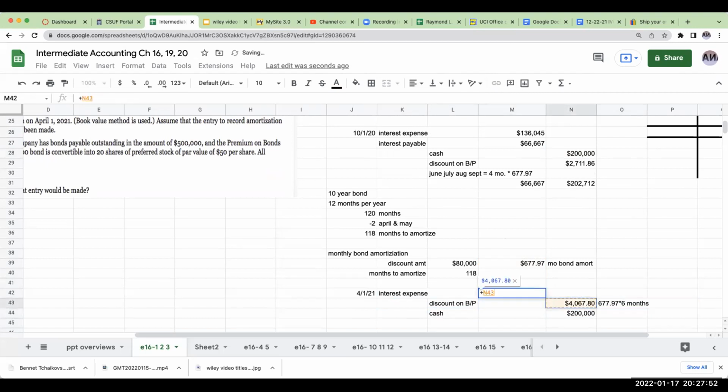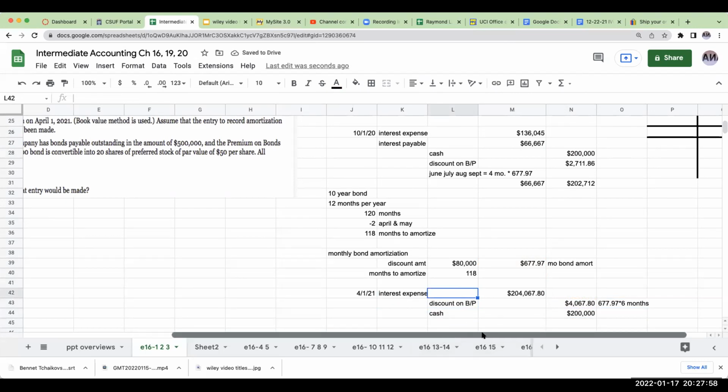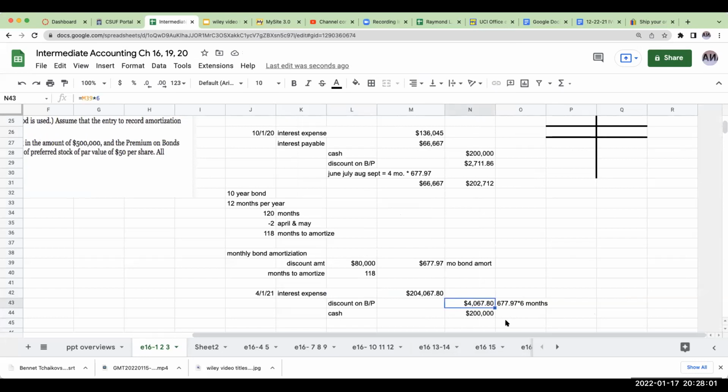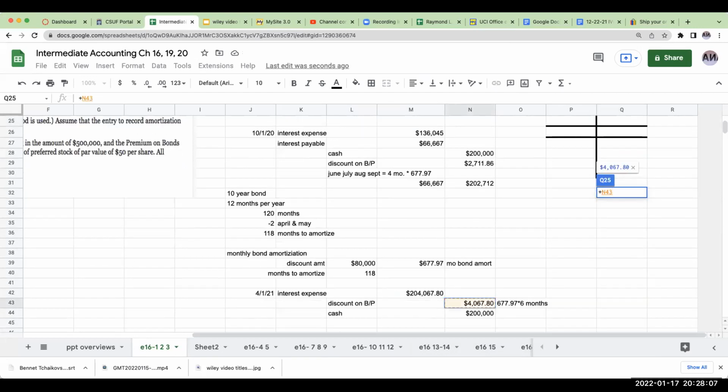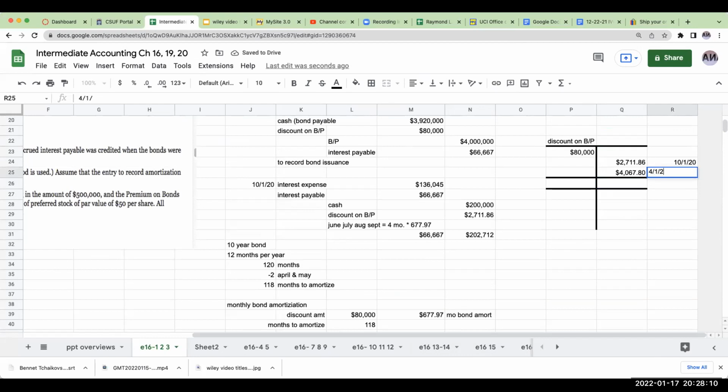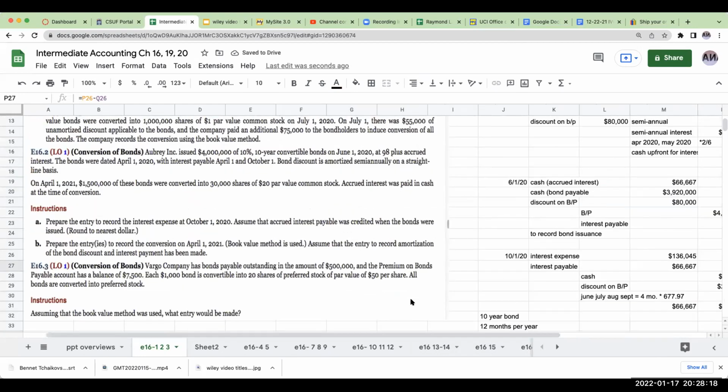Okay, so that means my interest expense over here is going to be $204,067.80. Come over here to my $4,004,067.80. So right over here, before I did any sort of bond conversion, this was on 4/1/21, the amount of my discount on bonds payable was $73,220. So again, if I'm doing a conversion of a bond, if I'm retiring a bond, I always want to record interest up until the date of the conversion. So recorded interest, assume the entry to record bond discount interest payment has been made.